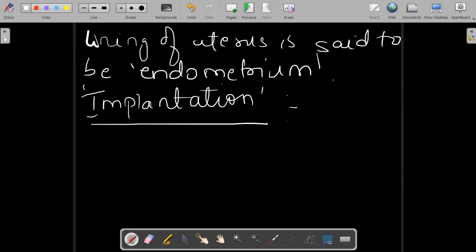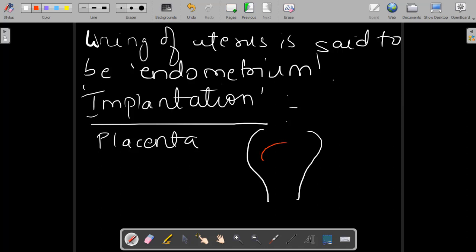The embryo slowly and steadily gets converted into a baby, and the baby gets its nourishment from the endometrium lining through a special structure which is said to be the placenta. Okay, so suppose this is your uterus, just a rough diagram, and suppose I draw a baby here. Imagine this to be a baby. The baby has to get nutrition. So from where will the baby get the nutrition? This is the endometrium lining of the uterus, which has become thick.